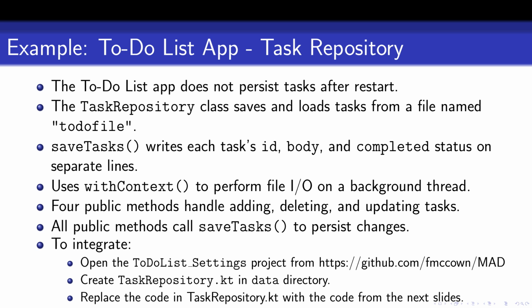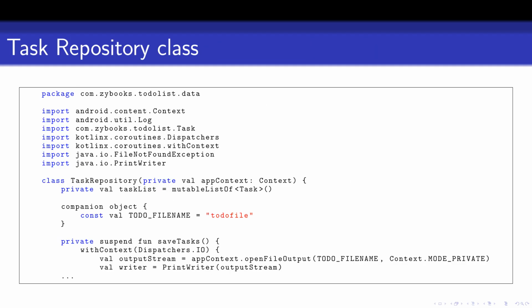The Task Repository class saves tasks to a file named To-Do file for persistence. Modify task repository.kt with the following code. This code snippet uses Open File Output to write task details, ID, body, completion status, asynchronously with dispatchers.io. This ensures tasks are saved efficiently, surviving app restarts, and maintaining data integrity.